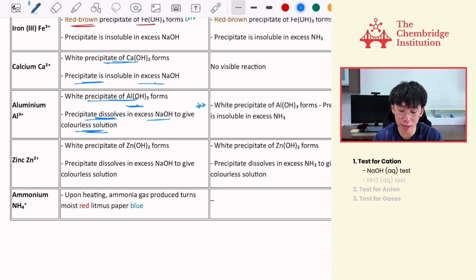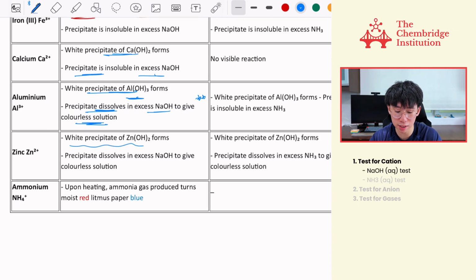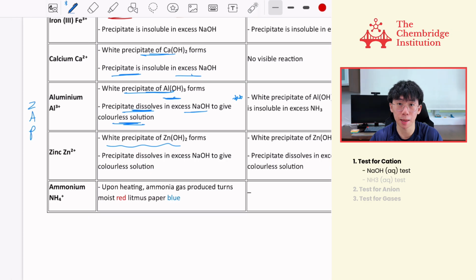Zinc 2+ is the same thing. It will give a white precipitate of zinc hydroxide, and then the precipitate will dissolve in excess sodium hydroxide. If you realize, how do I remember these two are the ones that give this very specific observation? Because these are actually part of your ZAP. Remember, ZAP is like your amphoteric oxides that we cover in acids, bases, and salts. And part of this community, your zinc and your aluminium hydroxide, will both react with excess OH- to give this complex.